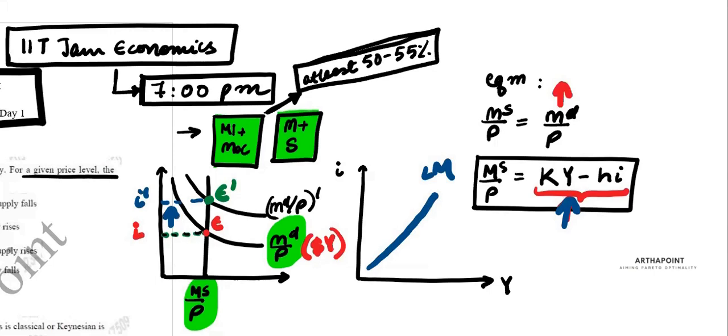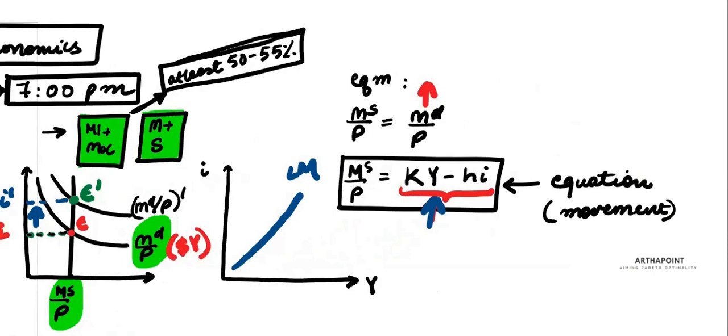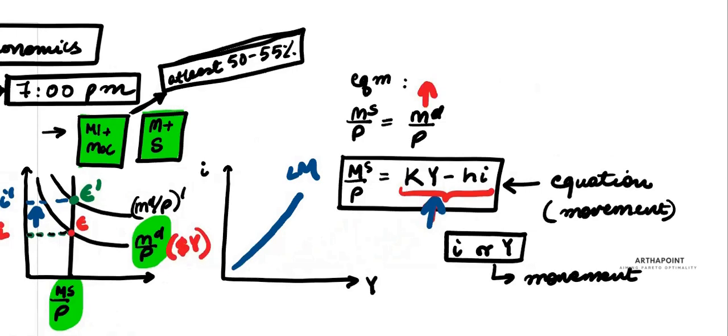Now, you have to always remember that whichever factors come in the equation can only lead to movement along the curve. So whenever there is a change in I or Y, this leads to movement along the curve. But what happens if there is a change in the supply of money? Let's see that.